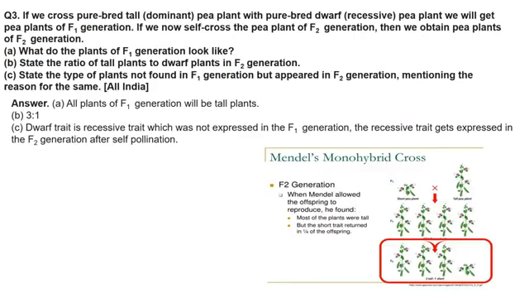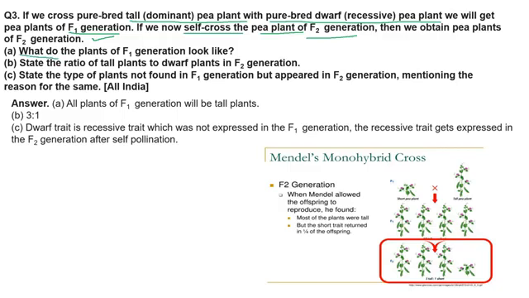Coming to the next question, if we cross a pure breed tall dominant pea plant with a pure breed dwarf recessive pea plant, we will get a pea plant of F1 generation. If we now self-cross the pea plant of F1 generation, then we will obtain pea plants of F2 generation. So we have been doing this since a long time. Now let's write answers for the questions.